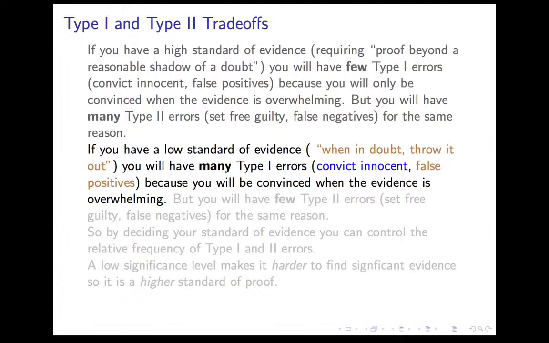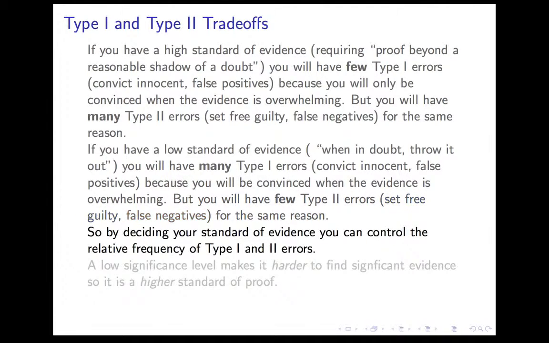So a low standard of evidence means you have lots of type 1 errors. Lots of times, random variation will trigger whatever the test signal is. It will think it's seeing the antibody and say, oh, this is bad, and you'll throw out perfectly good blood. But you will have few type 2 errors, which is setting free the guilty or false negatives, because it's relatively easy to be convinced that the blood is bad, that the person is guilty.